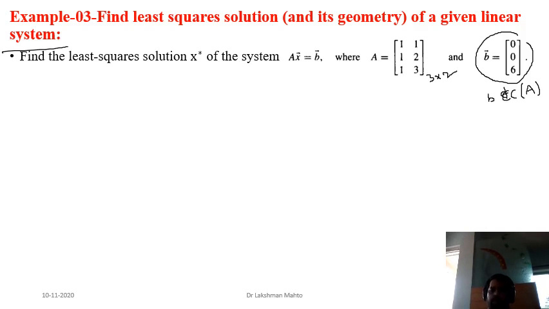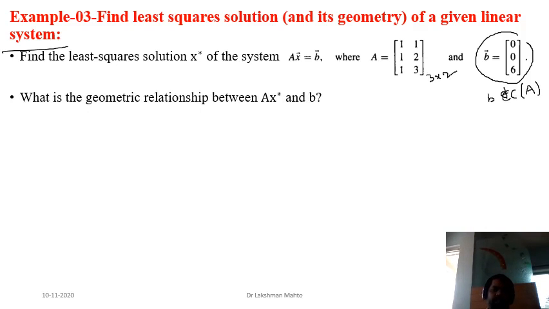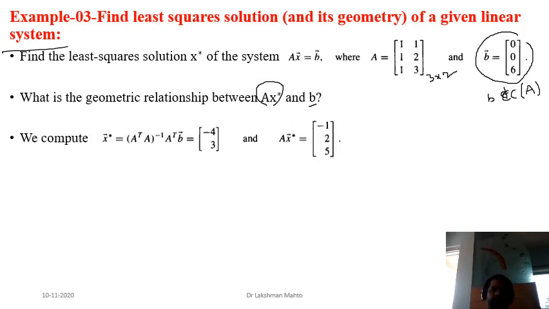So we will go for the least square solution. What is the geometry? The next question is what is the geometrical relation between the projection of B, that is A times x star, and the given vector B. We need to compute the analytical solution directly, which we had already discussed in the last slide. From there we can compute the least square solution x star directly.